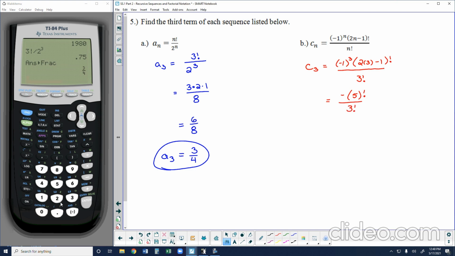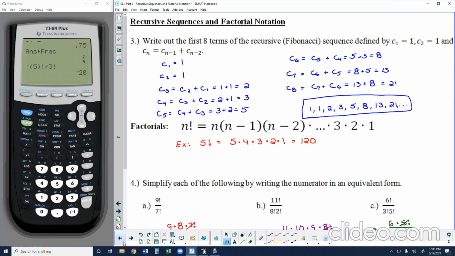And if you want to go a little bit further by hand, that would be okay. Let me just go ahead and use the graphing calculator at this point to evaluate my factorials. And we should get the value, -20. So here we have the ability to continue finding terms of a sequence, but also throwing in factorials and recursive sequences.